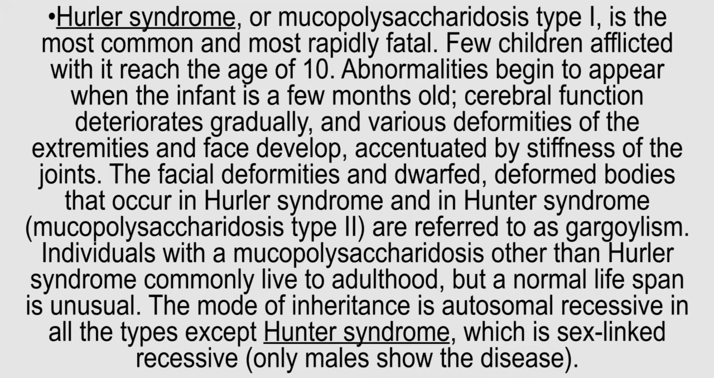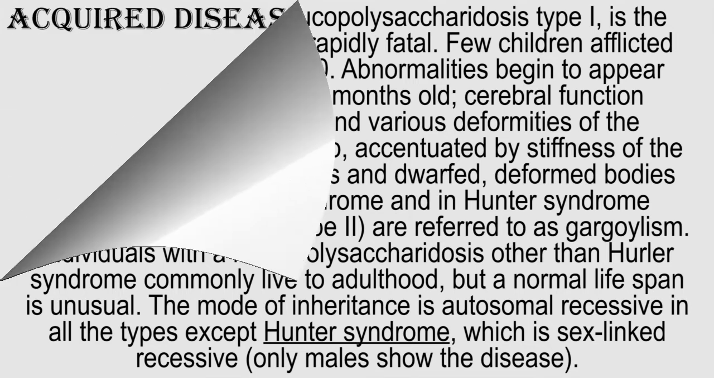The facial deformities and dwarfed, deformed bodies that occur in Hurler syndrome and in Hunter syndrome, mucopolysaccharidosis type 2, are referred to as gargoylism. Individuals with mucopolysaccharidosis other than Hurler syndrome commonly live to adulthood, but a normal lifespan is unusual. The mode of inheritance is autosomal recessive in all the types except Hunter syndrome, which is sex-linked recessive. Only males show the disease.